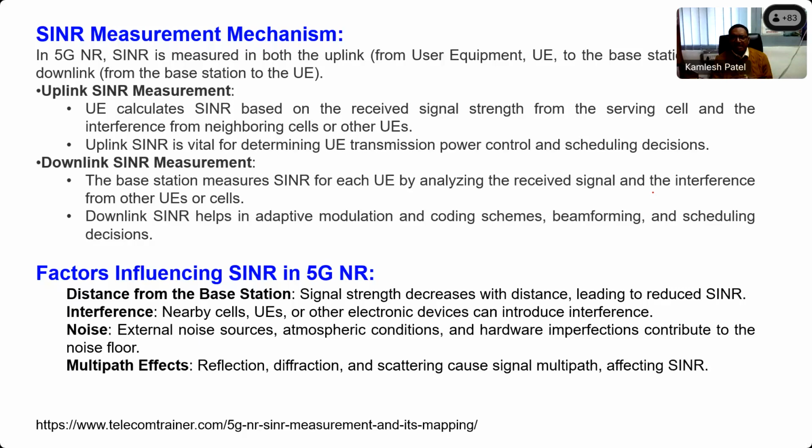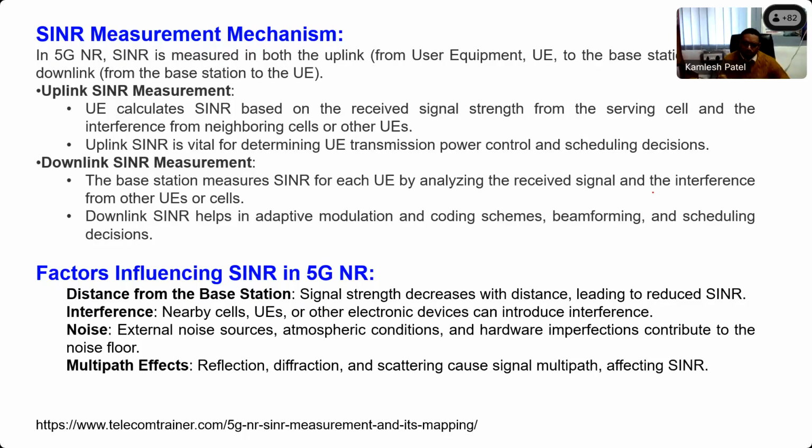For uplink and downlink measurement, there are two different sets of measurement depending on the frequency as well as the test setup. Factors which can influence the SINR in the 5G new radio are: the distance of the user equipment from the base station, as the signal strength decreases with distance, which will lead to a reduced value of SINR.